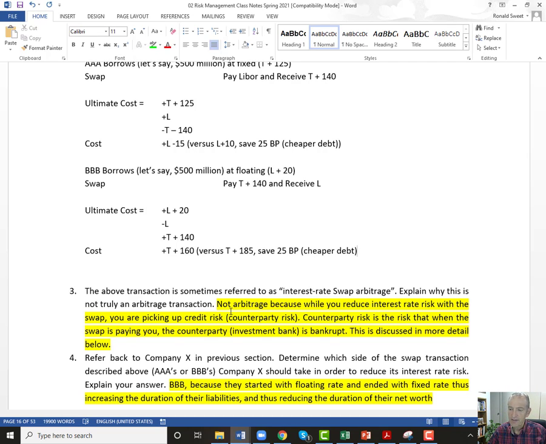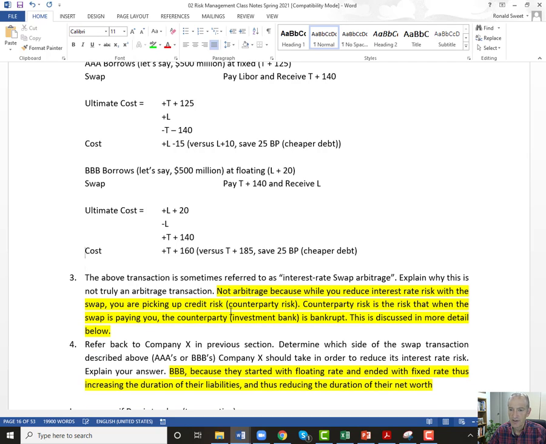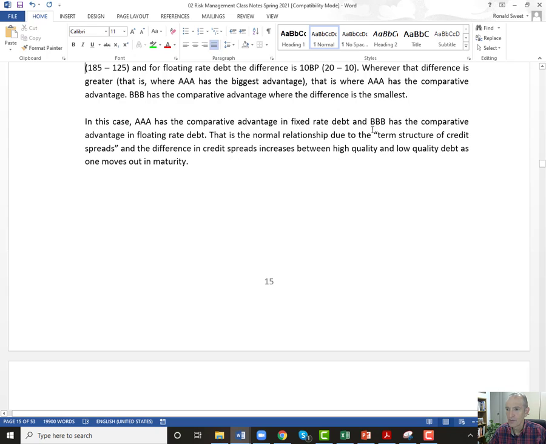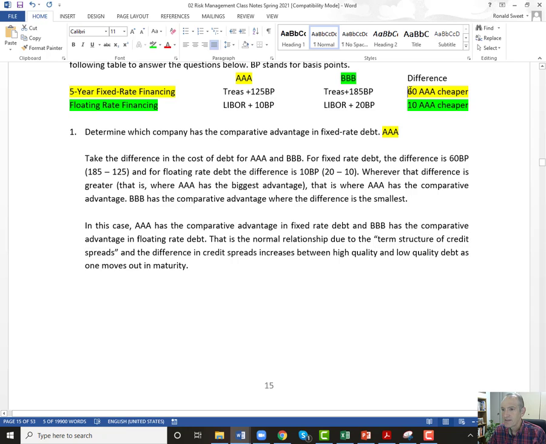How in the world do we do this? Magic. I think it's magic. I love it. That's why I love swaps. They're such a wonderful thing. But how did they both come out ahead? And what we're doing here, and this is a key, the reason I told you the term structure of credit spreads, that's the real key here. Look back up here. 60 basis points cheaper for AAA on fixed, 10 cheaper for Triple B. What's 60 minus 10? It's 50. That means the term structure of credit spreads gaps out 50 basis points. As you go out on the curve, AAA picks up an extra 50 basis points cheaper debt.